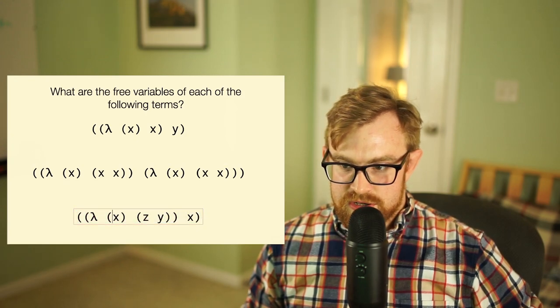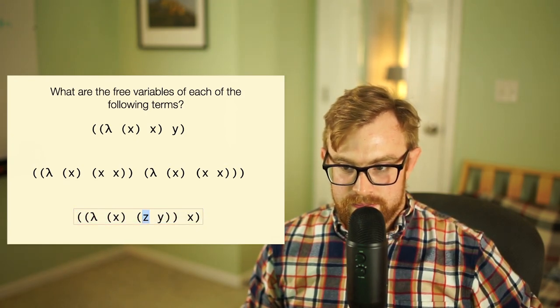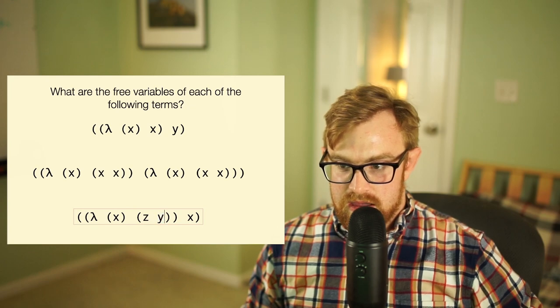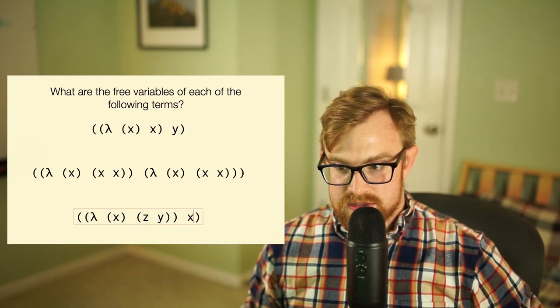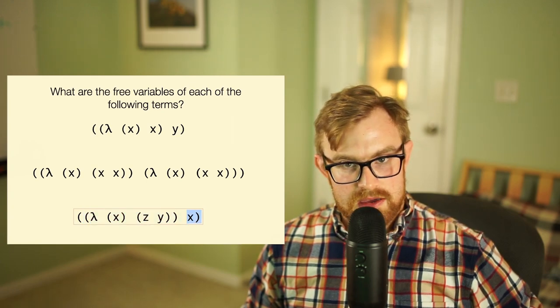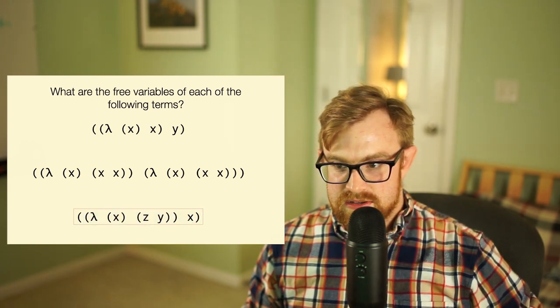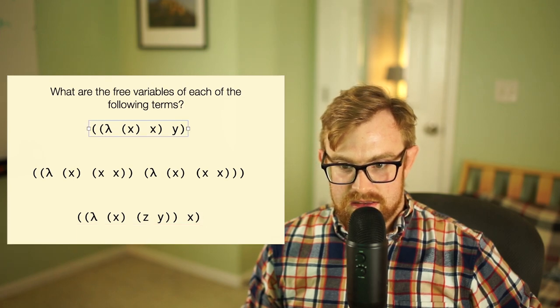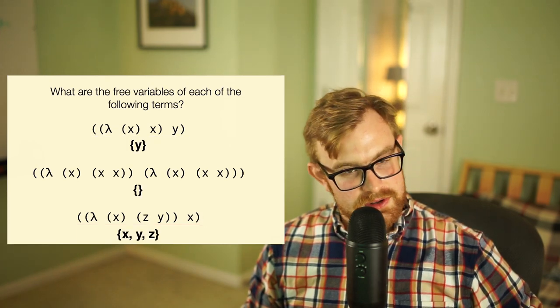And then for this expression right here, z is free, and then y is free, and then x is also free, because even though this x is bound within this expression, it's not right here. All right, so this is z, y, x, this is the empty set, and then this is y. All right, so it looks like we got it right.